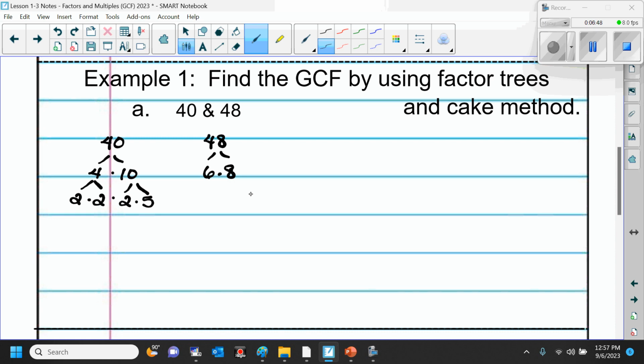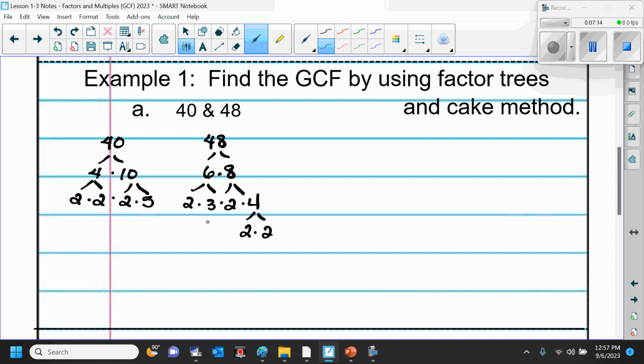No, because we can break them down some more, right? So what can I break the 6 down to? Yeah, 2 times 3. And the 8 we can break down to 2 times 4. Are those all prime? No, not yet. What else can I break down? The 4. The 4 we can break down to 2 times 2.